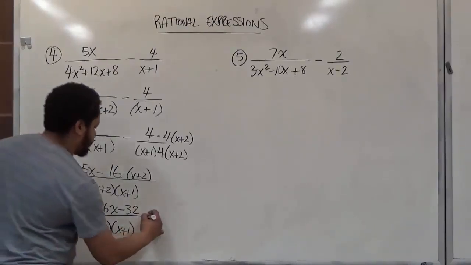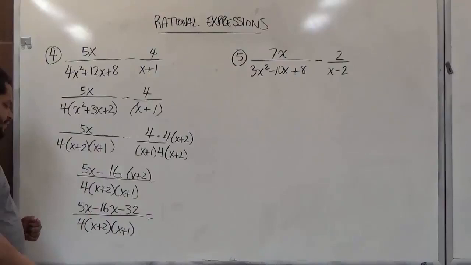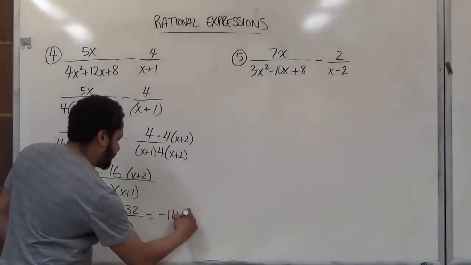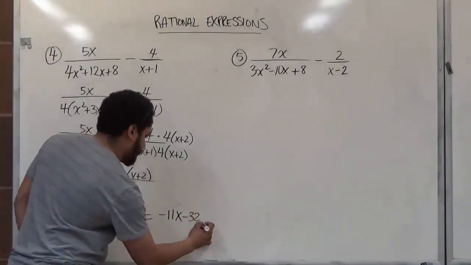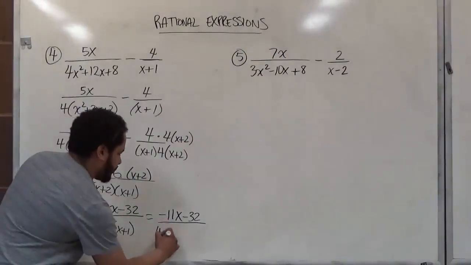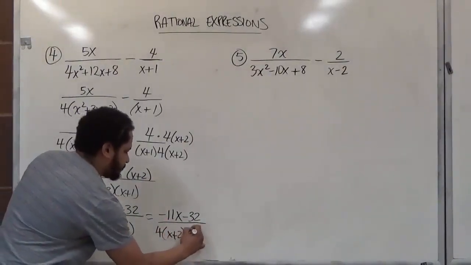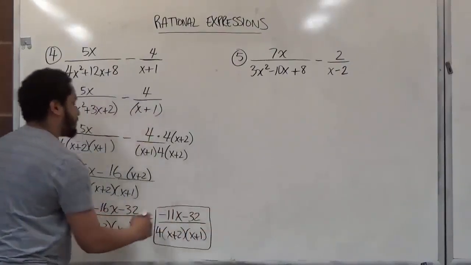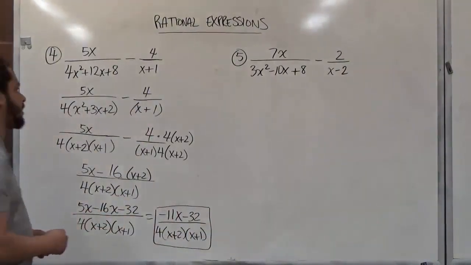And finally our final result for this is going to be negative 9x, actually negative 11x, I'm sorry about that, negative 11x minus 32, and this is over 4 times x plus 2 times x plus 1. There's our solution for this one. Now let's get on to the last problem here, number 5.